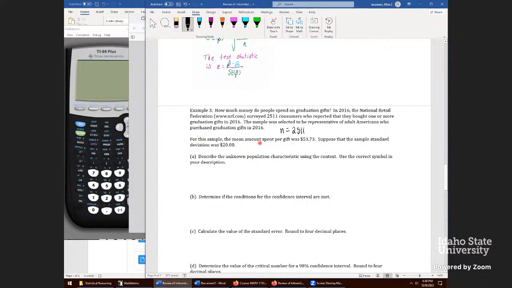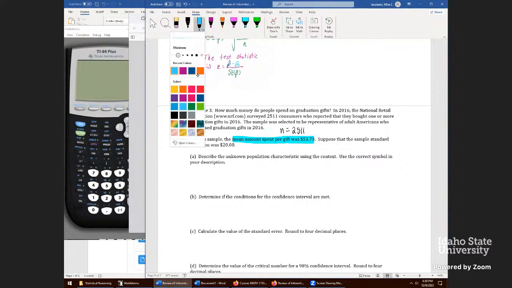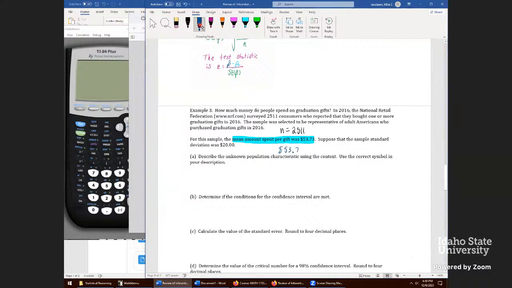At least say for this sample, the mean amount spent per gift was $53.73. Kind of chintzy. No, just kidding. That's not too bad. And the standard deviation was $20. So that's going to be our symbol S when we go to use the formulas. So S equals $20. And that's all well and good. We ran through the information, found 3 different values to indicate.